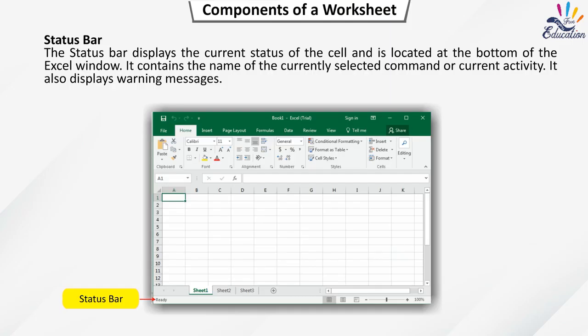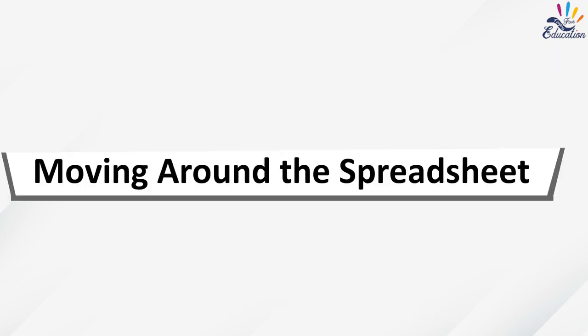Status bar. The status bar displays the current status of the cell and is located at the bottom of the Excel window. It contains the name of the currently selected command or current activity. It also displays warning messages.